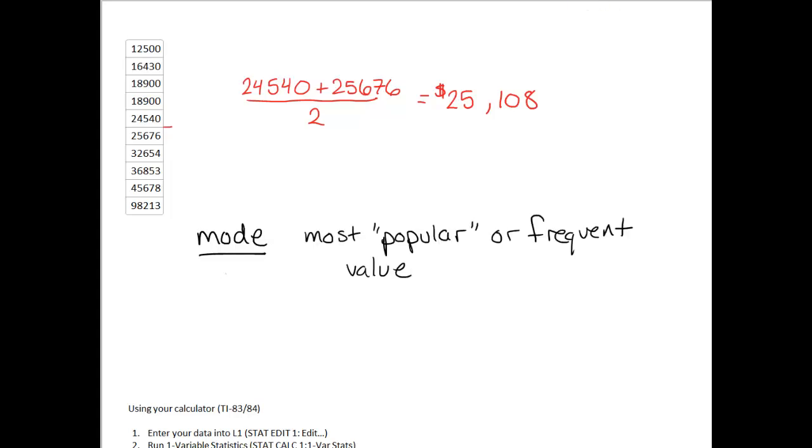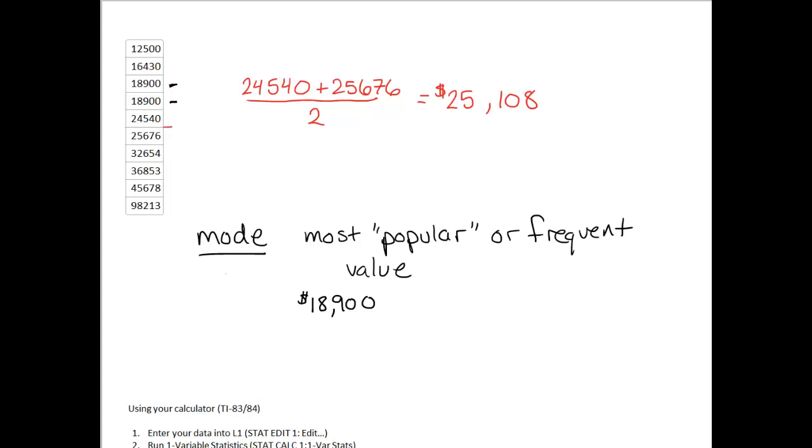If you have put your data in order already, this is usually not too hard to identify. In this case, we have 2 of the 18,900 values, and so that would be our mode in this particular data set. Not every data set will have a mode. It's possible to have more than one. If there was another data value that showed up twice here, we would have 2 modes. We would say our data was bimodal. But if there's more than 2 modes, and in particular if all of the data values only show up once or all of them showed up twice, we would just say that there is no mode.